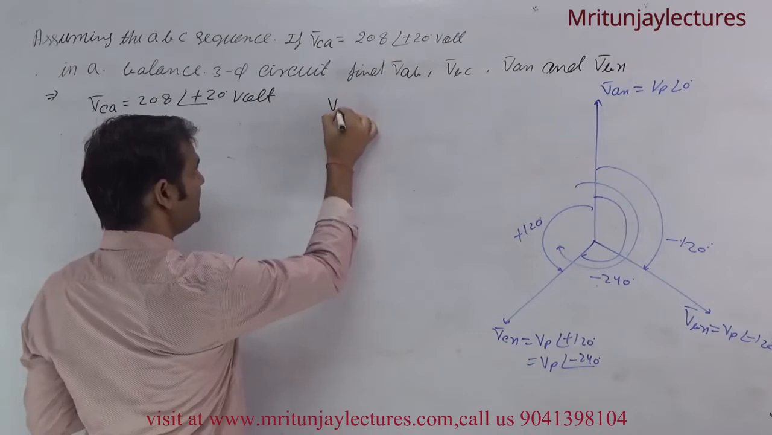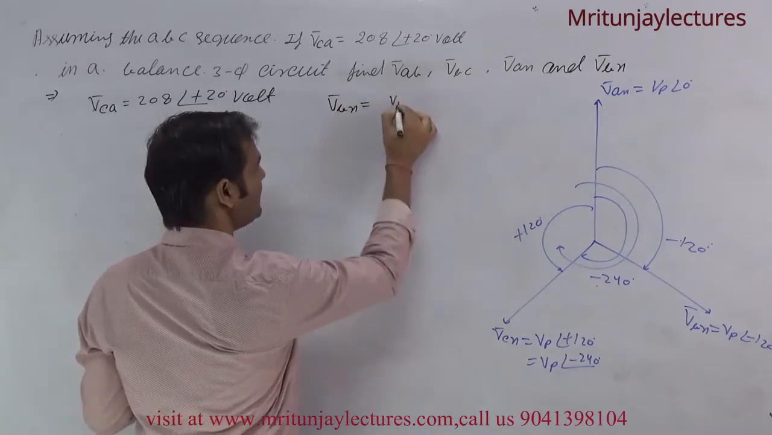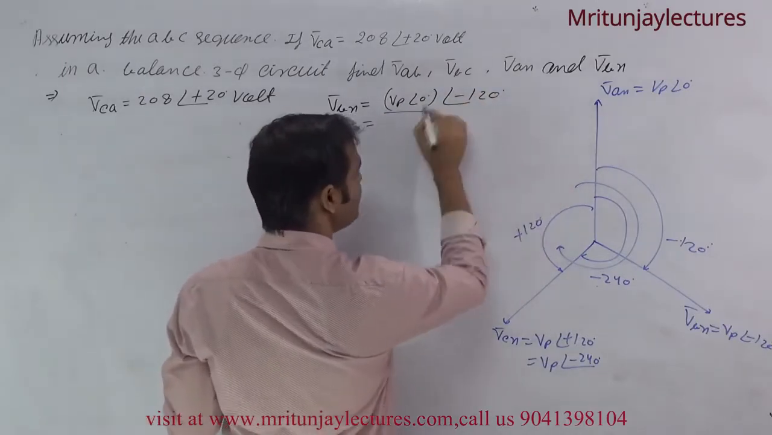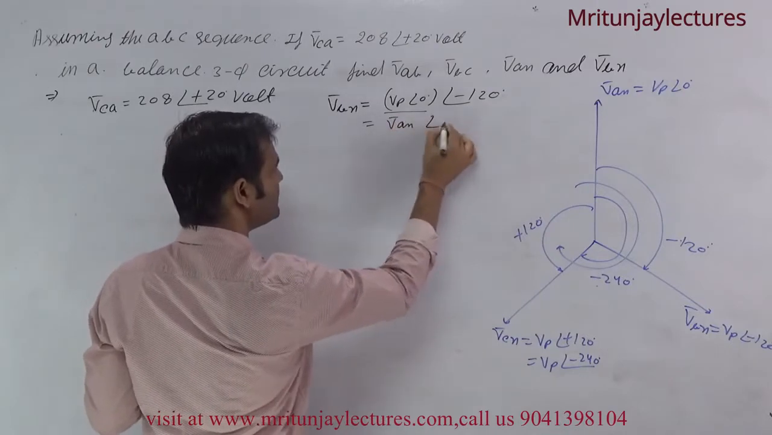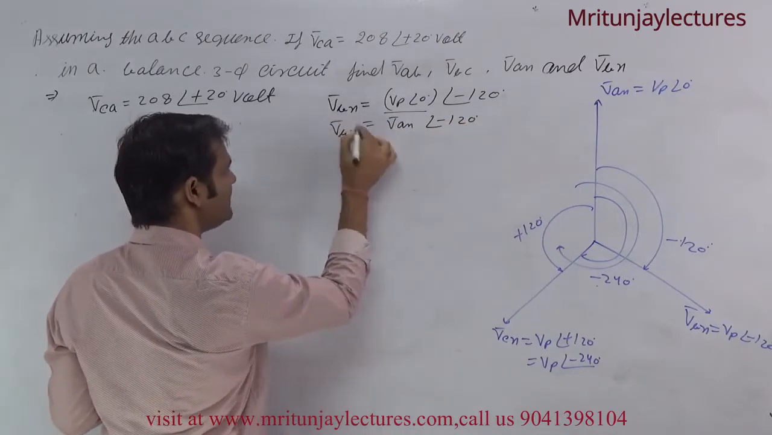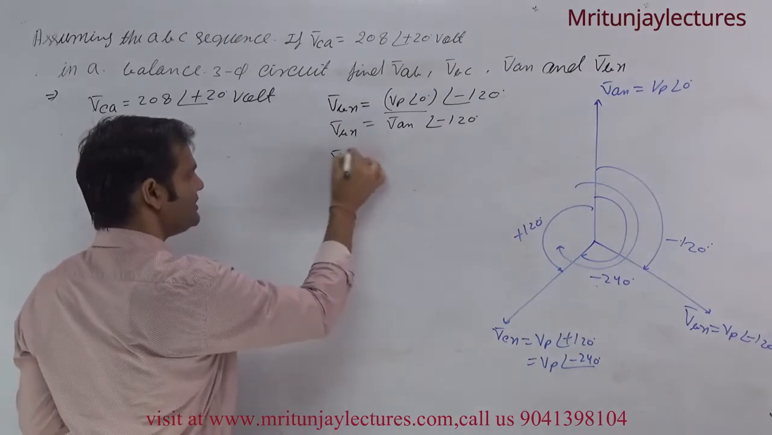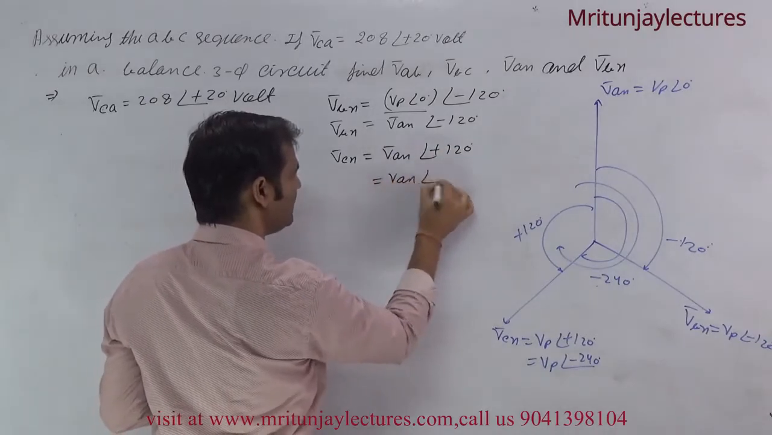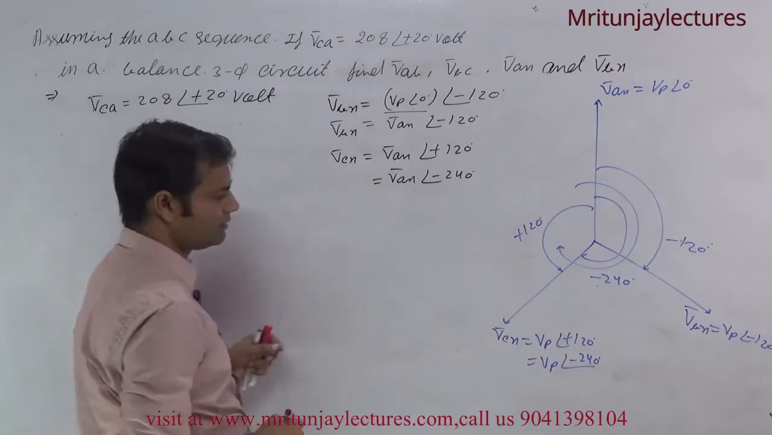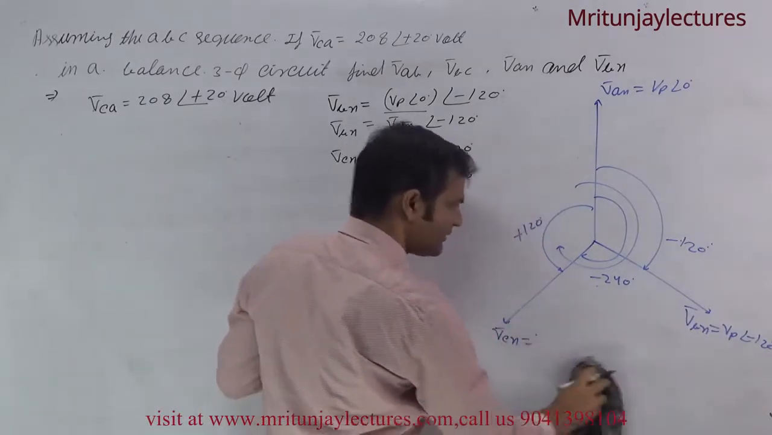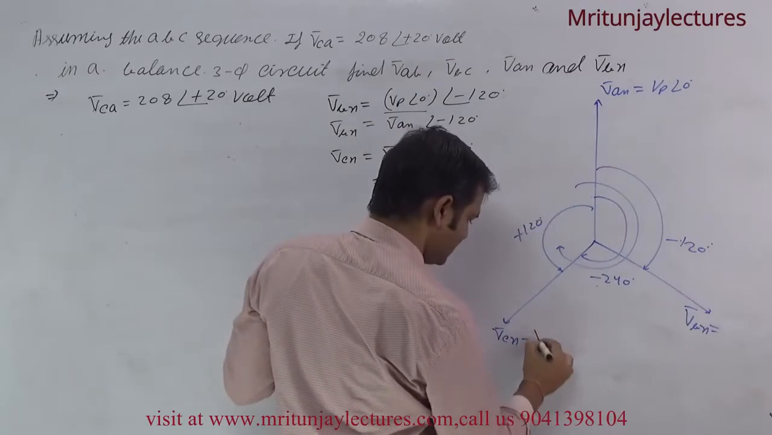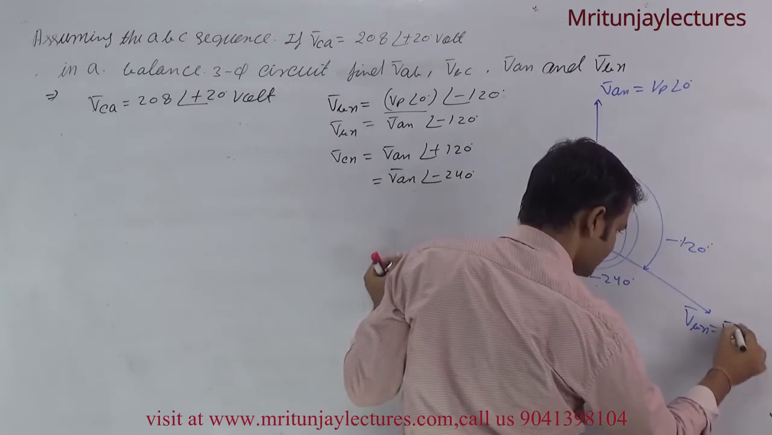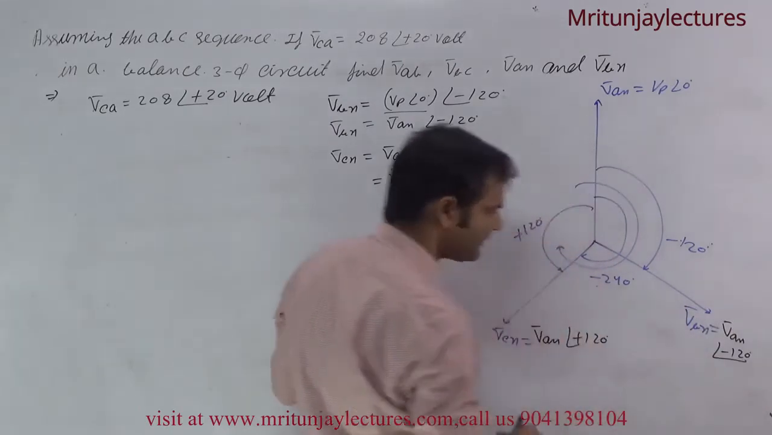Now I know that BN is also written as VP at the angle 0 into minus 120. VP at the angle 0 means that is V of AN. So you can say that BN is written as AN at the angle minus 120. Similarly VCN is also written as AN at the angle plus 120, or AN at the angle minus 240, clear? It is better to write AN at the angle plus 120, and BN is also better written as AN at the angle minus 120, clear?